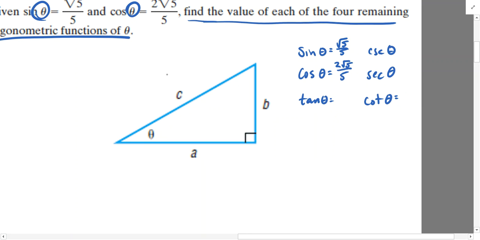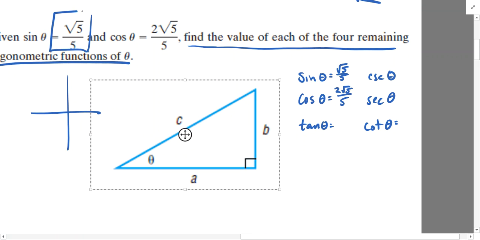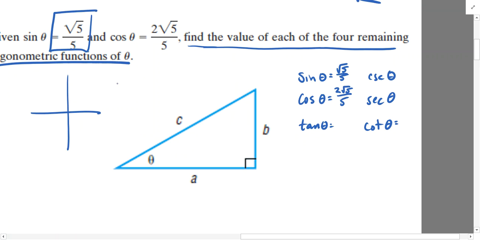In this particular example, a blank triangle was provided, but even if that wasn't provided, I still think you can answer this question. And what I would recommend if a triangle isn't provided, I would try to decide which quadrant we're working in initially. You'll notice that sine is reported as a positive number. So with sine being positive, sine is positive in the first quadrant and in the second quadrant.